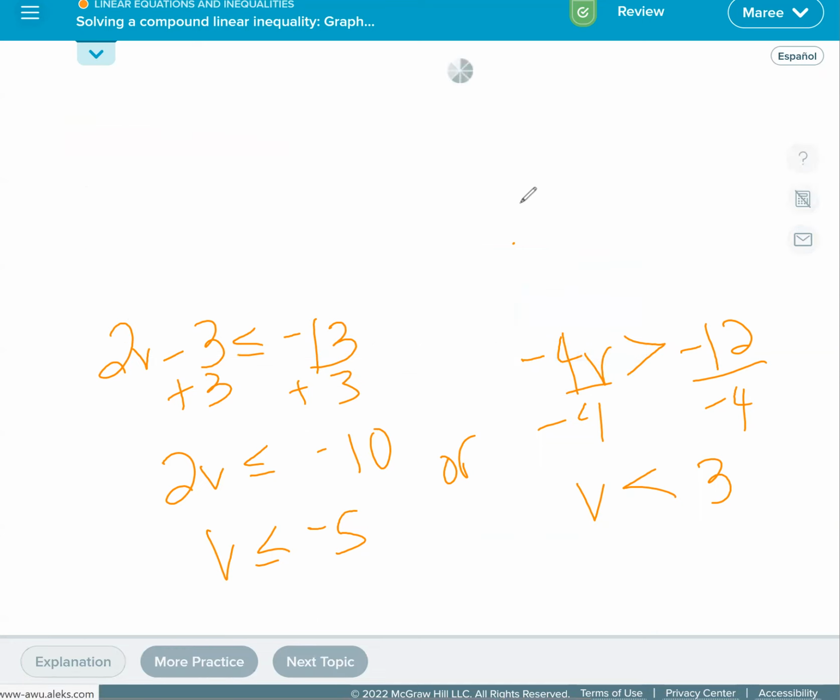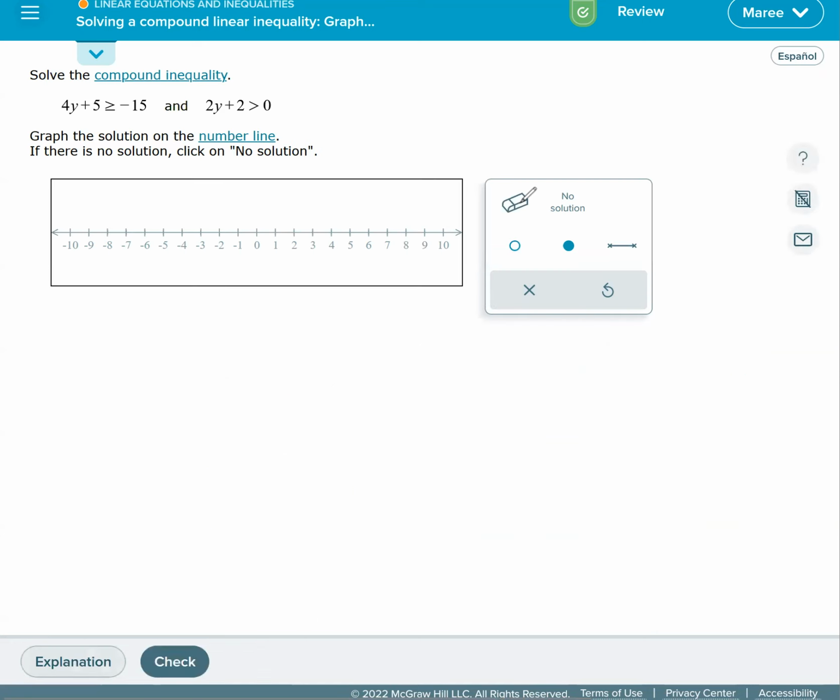And then we definitely are going to do a couple more examples. So we're solving for y here. We subtract 5 from both sides, and we get a negative 20. And we're going to divide by 4. So we have y is greater than or equal to negative 4. Now we have an and. So we need to include solutions that they both cover together.